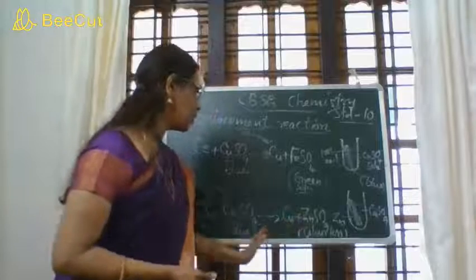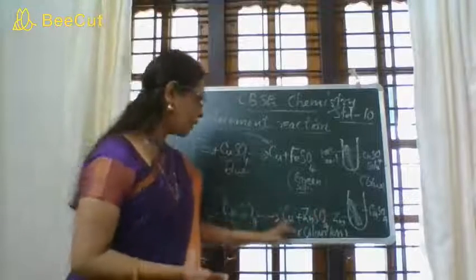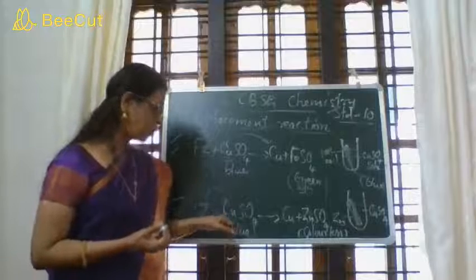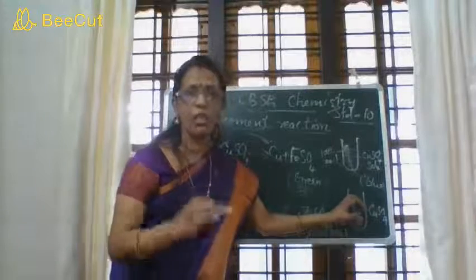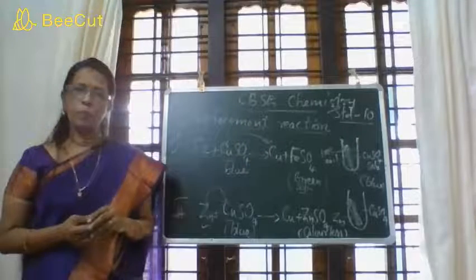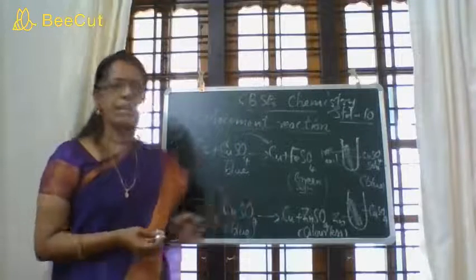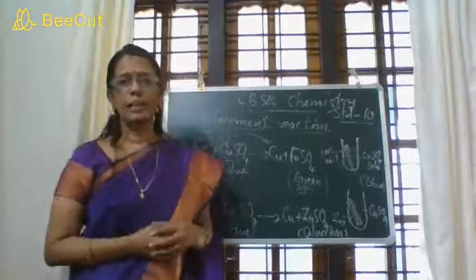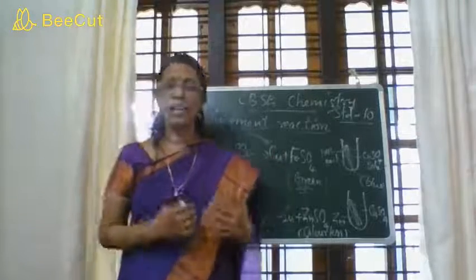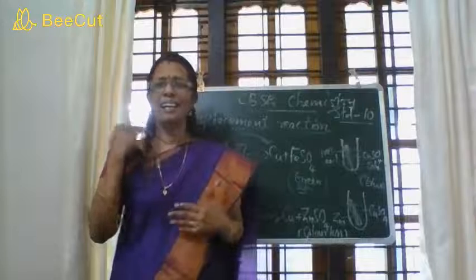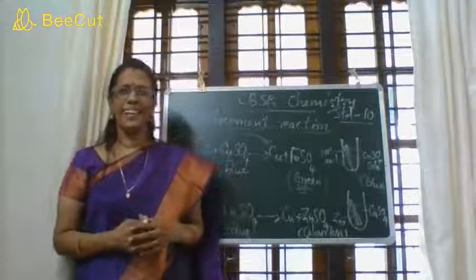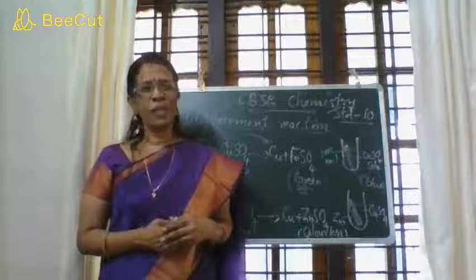Here it is changed into zinc sulfate, and copper, which has already come out of the copper sulfate solution, is getting deposited over the zinc strip that is placed inside the copper sulfate solution. That is the change taking place here. So what is a displacement reaction? A displacement reaction is a chemical reaction in which a more reactive metal displaces a less reactive metal from its salt solution. Such reactions are called displacement reactions.